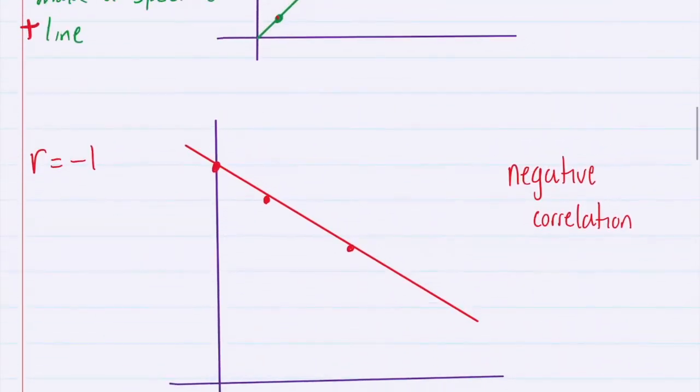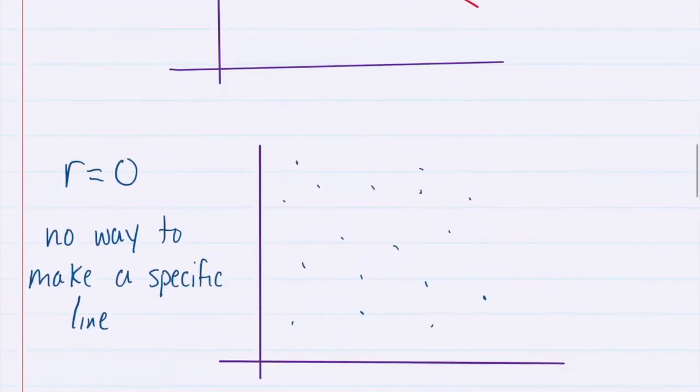A negative correlation, when my R is negative 1. Basically, the points are really easy to form a line going down. And finally, R equals 0. There is no way to make a specific line. In other words, there is no correlation between the two things you're comparing. The lines are all over the place.